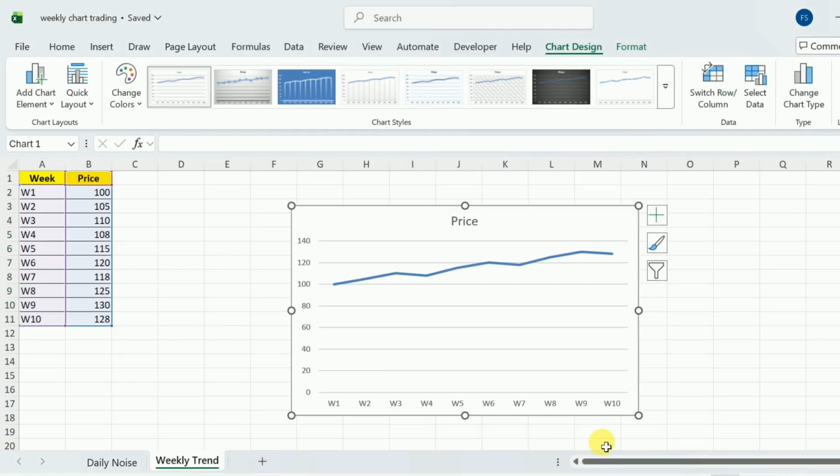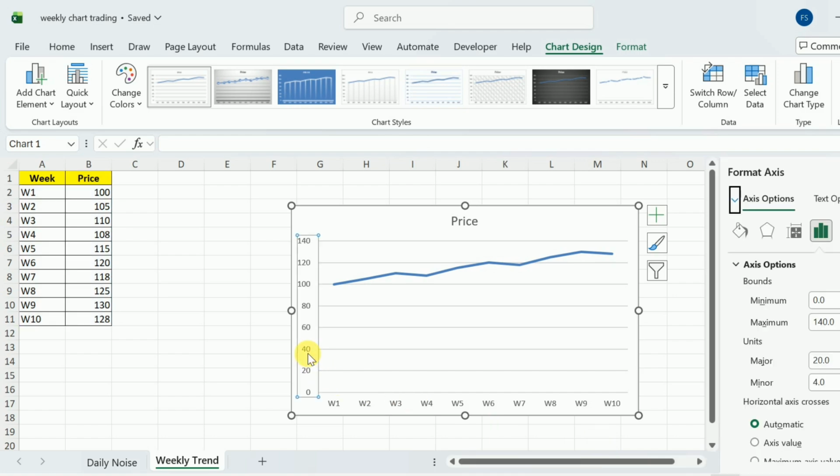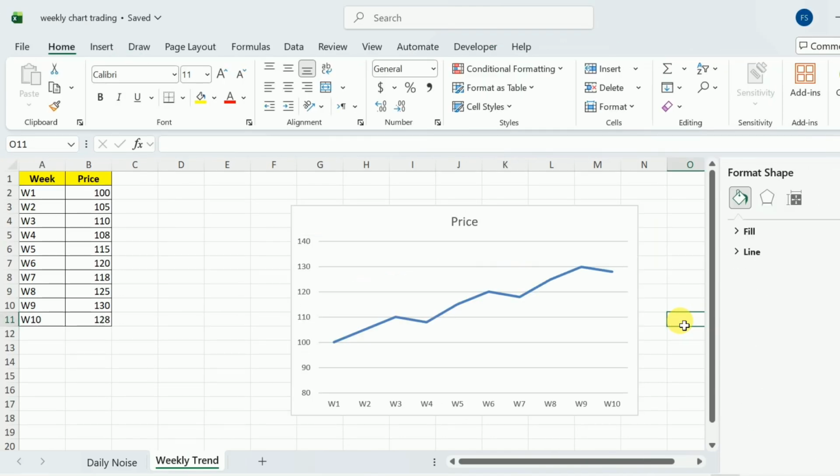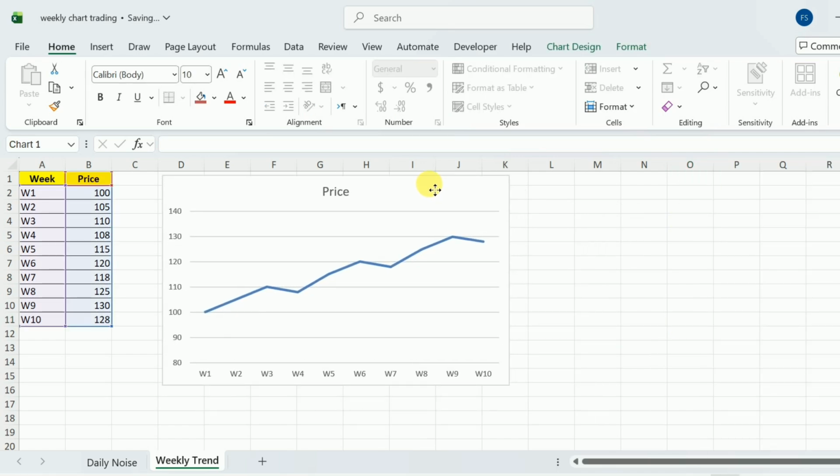I'm just going to adjust this y-axis. For this purpose, I'm going to double click it and it will open this axis option. Here for the minimum, I'm going to set 80 because there is no figure less than 80. So this will shift my chart to a clearer picture. I'm going to adjust its size.